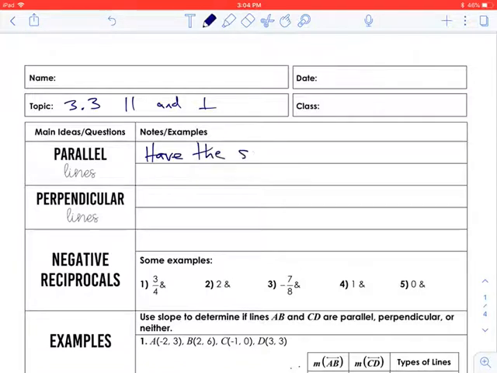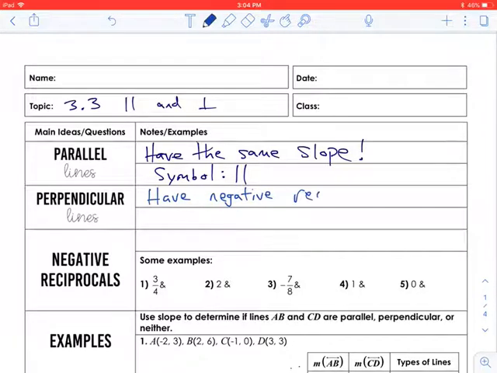the same slope. Okay? And the symbol that we use for parallel, we've talked about before, is that. Parallel. Okay? In the same way, perpendicular lines have negative or opposite reciprocal slope.